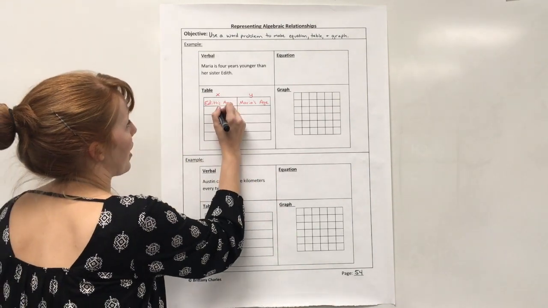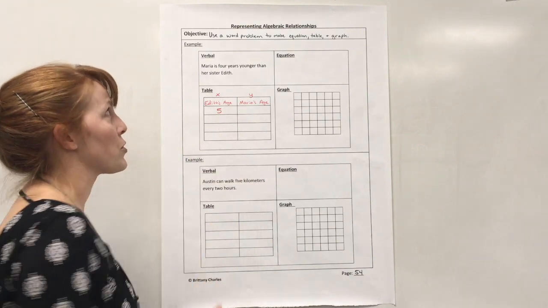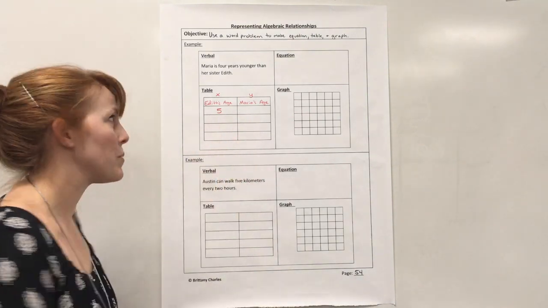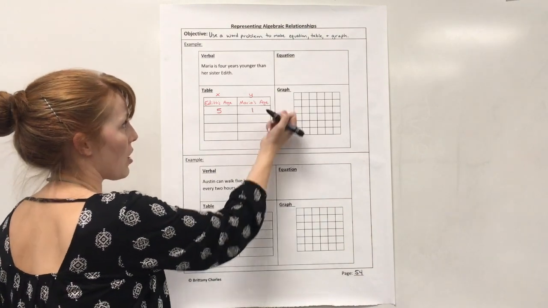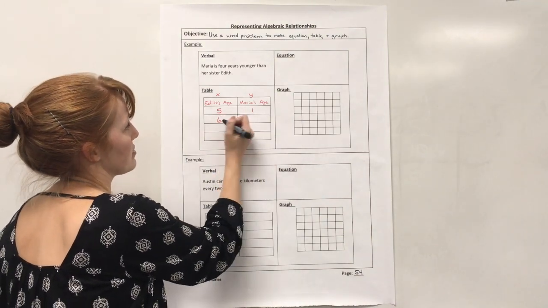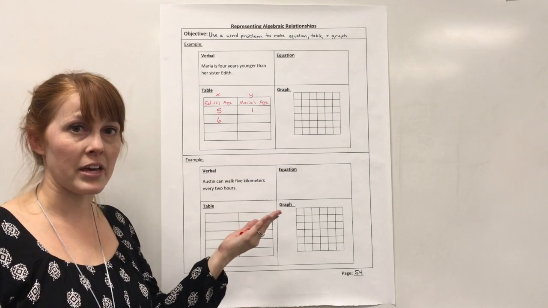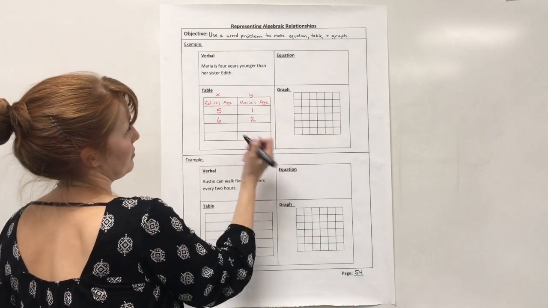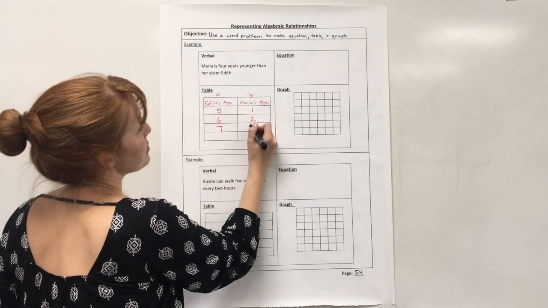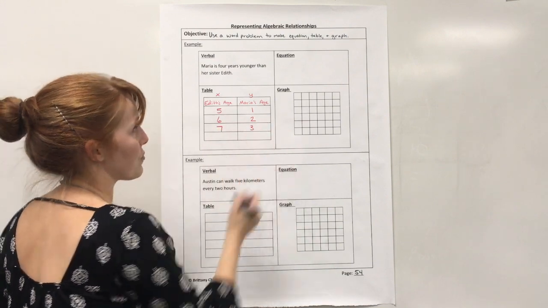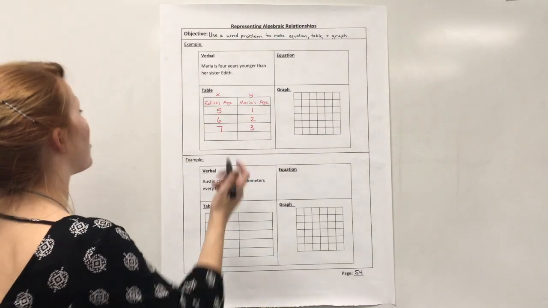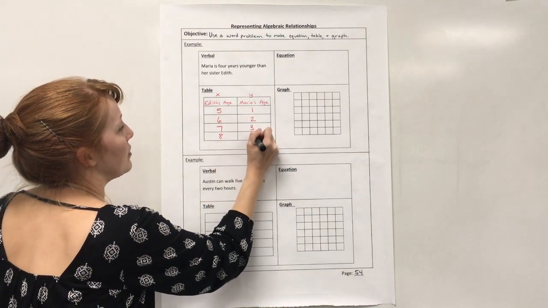When Edith is 5, if Maria is 4 years younger, how old would Maria be? Well, she'd be 1. All right, what about when Edith is 6? If Edith is 6, again, Maria's 4 years younger, so she'd be 2. When she's 7, she'd be 3, and 8, and so forth. Okay, so now we can kind of see a relationship here. And so we'll put that there.